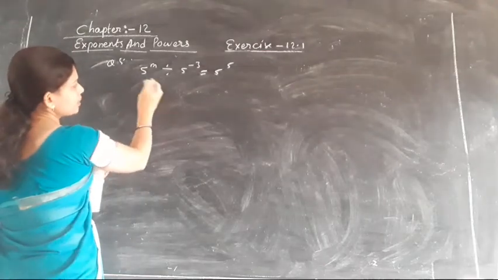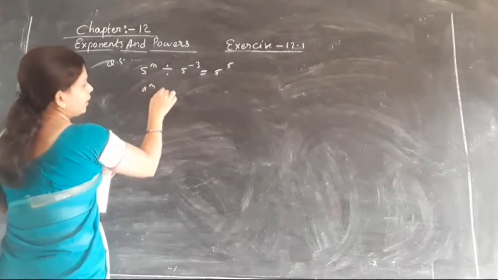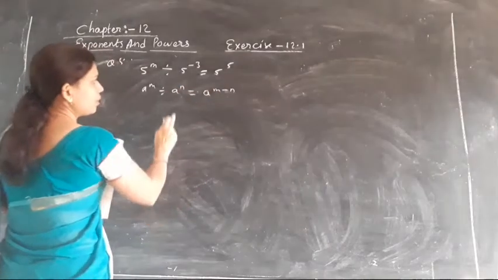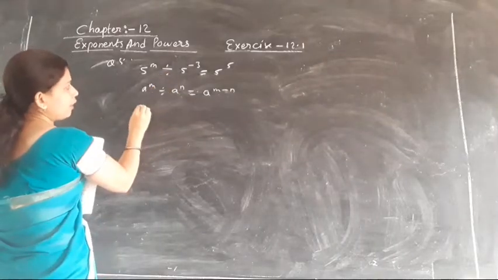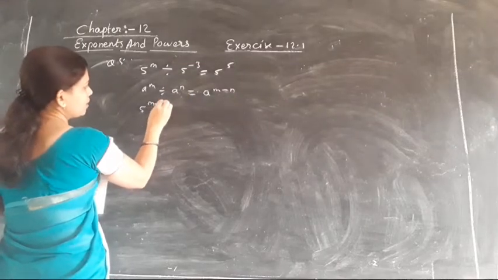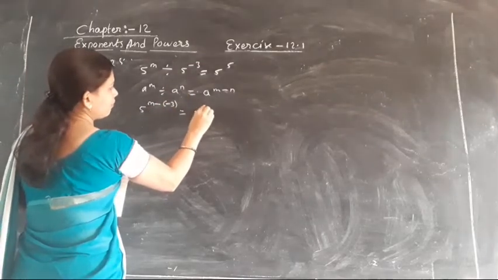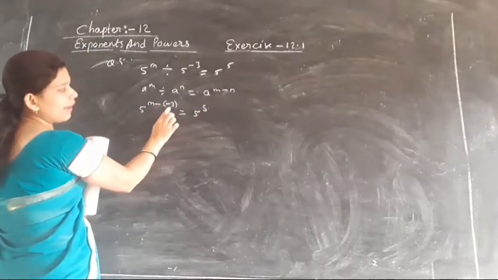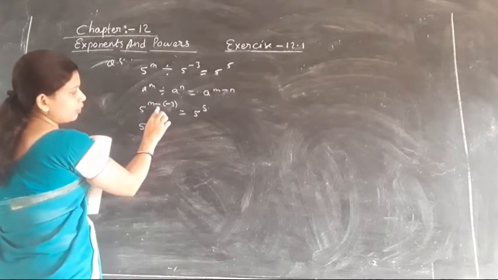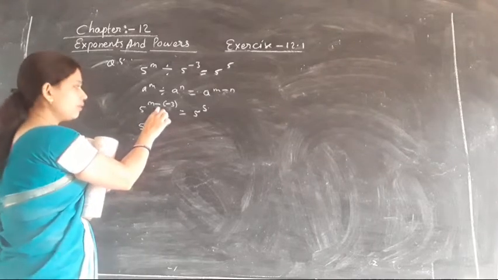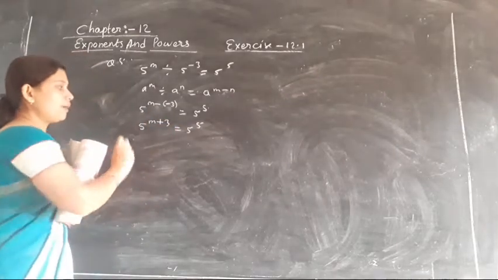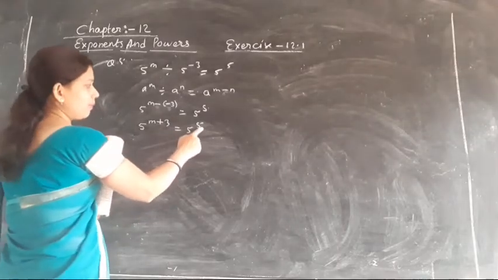So dear student, as you can see that a to the power m divided by a to the power n, we have the formula a to the power m minus n, isn't it? So using the same identity over here, 5 to the power m divided by 5 to the power minus 3 gives m minus and minus 3, is equal to 5 to the power 5. This minus comes from the formula and the bracket minus comes from the number itself. So here it will become 5 to the power, when you open the bracket, minus and minus will become plus. Now look over here: 5 to the power m plus 3 is equal to 5 to the power 5.